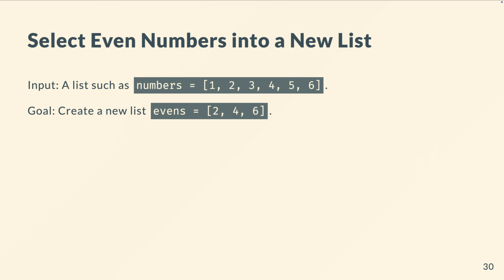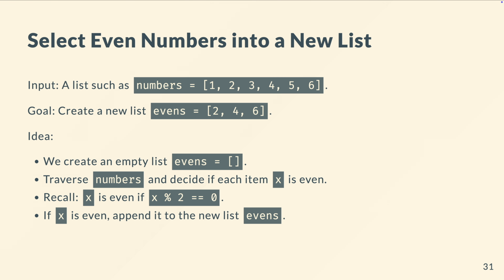We have computed sum and max of a list. Next, select even numbers into a new list. We have a list 1, 2, 3, 4, 5, 6. We want a new list that keeps only the even numbers 2, 4, 6. Here is the idea. We start with an empty list named evens. Then we traverse the input list numbers and decide if each list item is even.